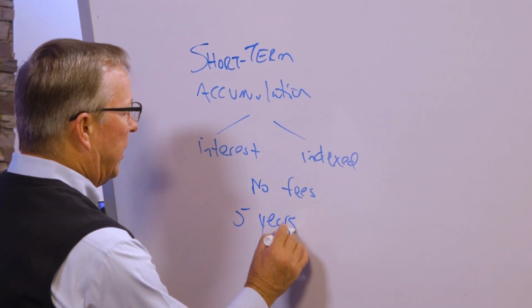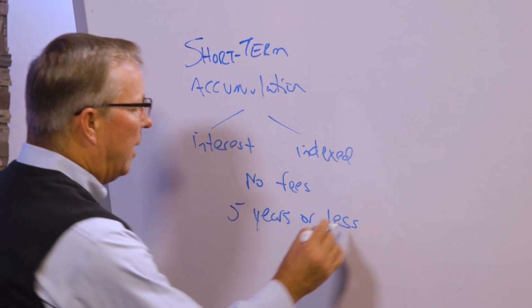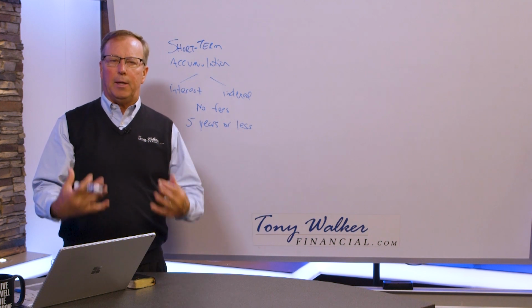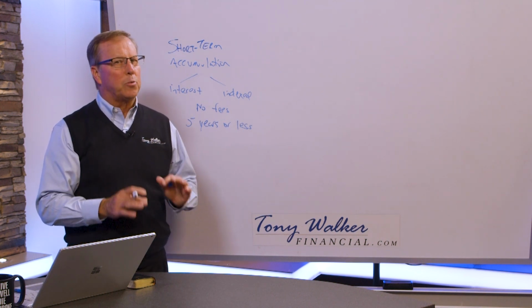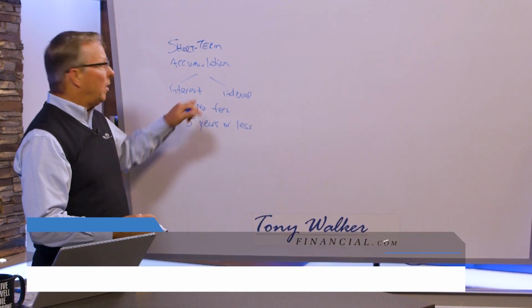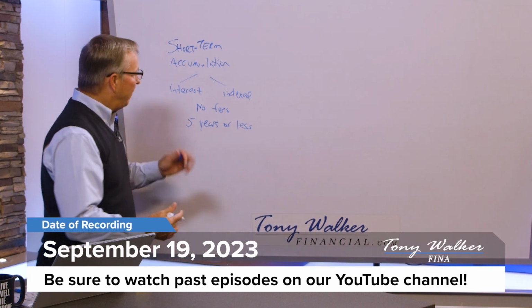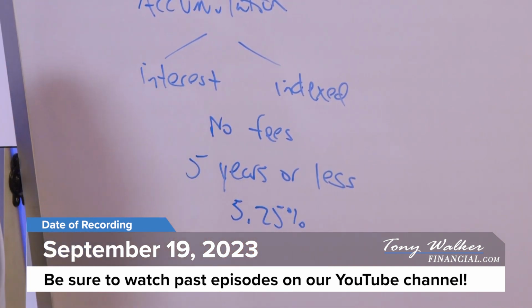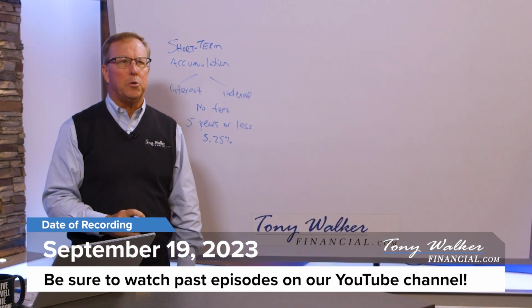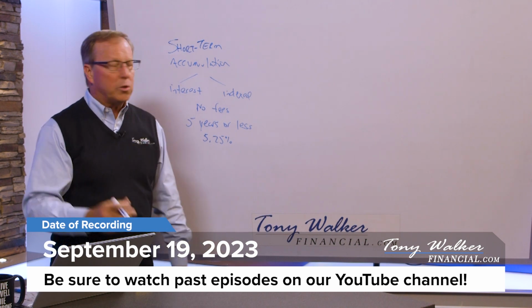Okay, so in 5 years or less, depending on the contract, you can take all of this money out at the end of the term without penalty. So when we set an income plan up, we use these a lot, and this works really, really well. Currently, as of the date of this recording, a 5-year fixed interest annuity is paying around 5.25. That's pretty darn good. That's guaranteed for 5 years. You can have the interest sent to you or just let it accumulate.